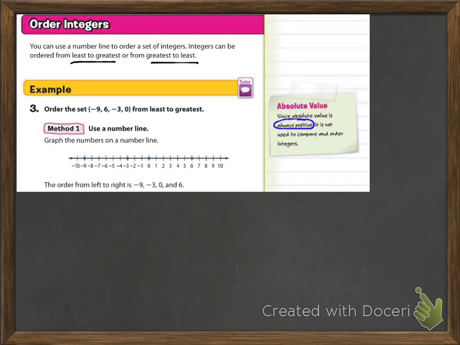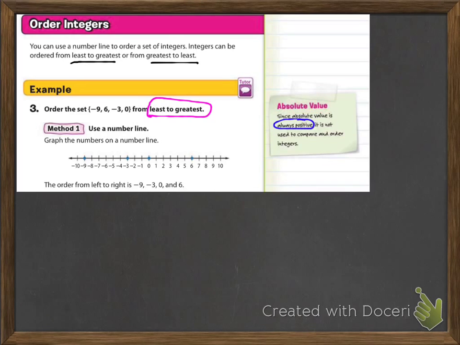It says order the set -9, 6, -3, and 0 from least to greatest. So when we're working on these problems, the very first thing that we're going to do, before we even think about the numbers, is put a colored box around what they're asking us. Sometimes they'll ask you for greatest to least, sometimes least to greatest. So before you even start processing the numbers in your brain, make sure you know what you're looking for. The next step is to plot the numbers on a number line.